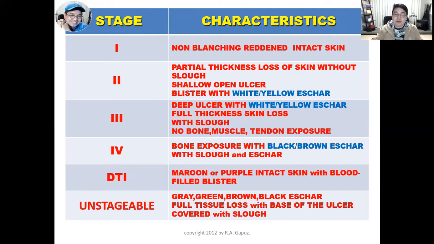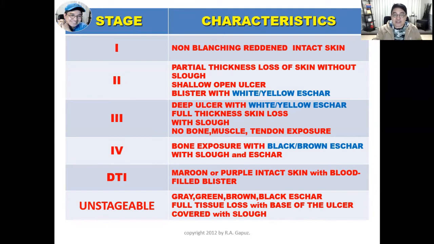And then you have what we term as unstageable. So it's going to be like a mixture of characteristics of these previous stages, like there's gray, green, brown, black eschar. There's full tissue loss with base of the ulcer covered with slough. Okay, so what is important to note here is that there's a mixture of a stage 2, 3, and 4 in one. Okay, pressure injury, so that's called unstageable.